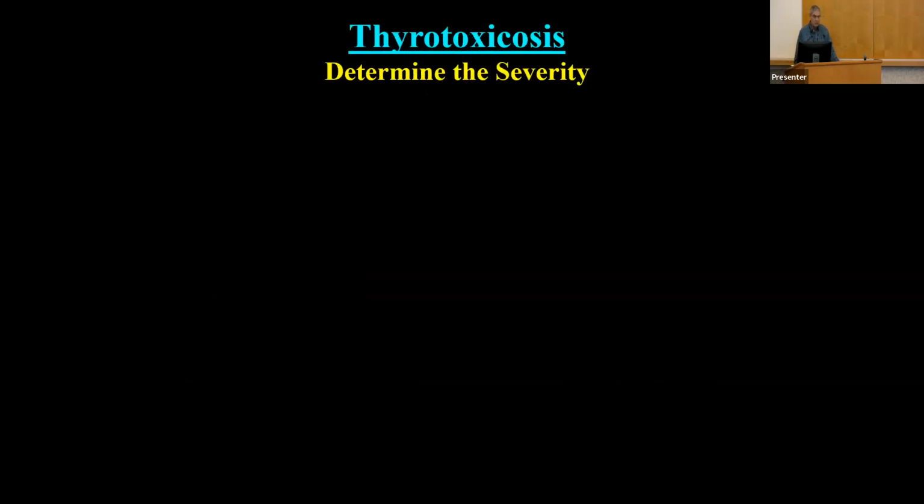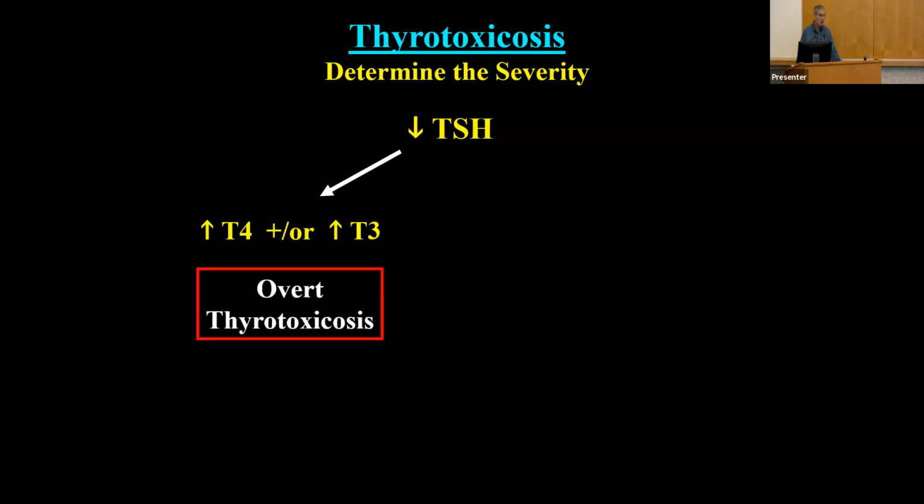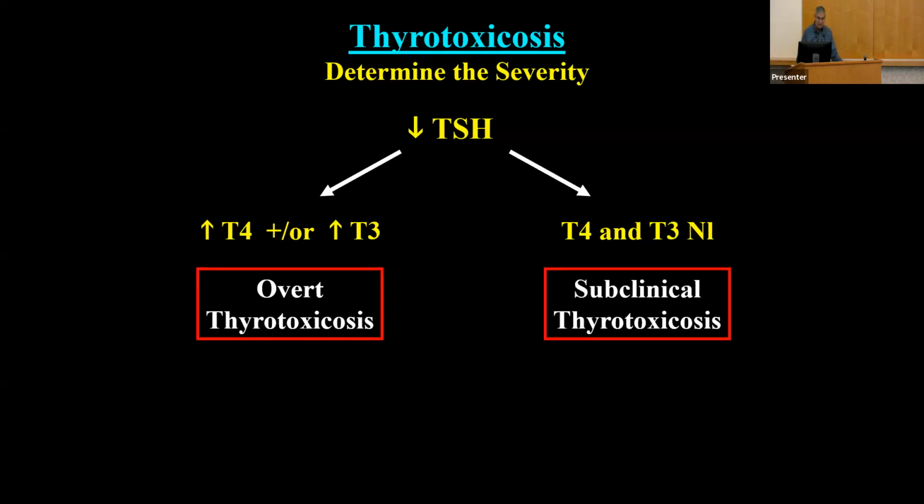So the first thing you want to do when you've diagnosed thyrotoxicosis is determine the severity. So if the TSH is low, you've now measured your T4 and your T3. If one or both of those is elevated, we call that overt thyrotoxicosis. And overt thyrotoxicosis really always needs to be treated. They always need to have some sort of management. If the T3 and the T4 are within the reference range, I put normal here, but I mean in the reference range. You know, there's a wide reference range. And so we'll talk about what this means, but this is called subclinical thyrotoxicosis.